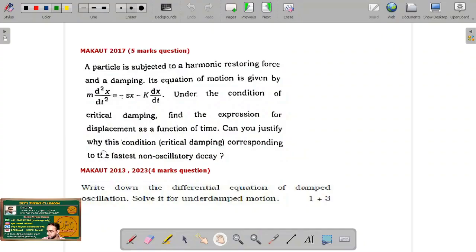So in 2017, a 5 marks question came: a particle is subjected to a harmonic or restoring force and a damping. Its equation of motion is given. Under the condition of critical damping, find the expression for displacement as a function of time. Which we have already discussed.